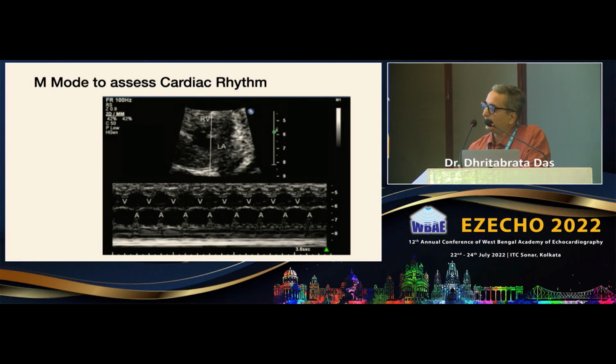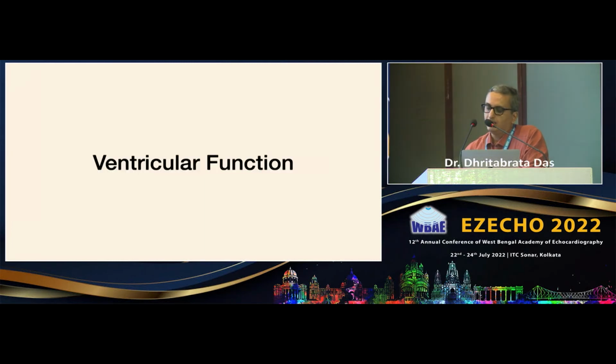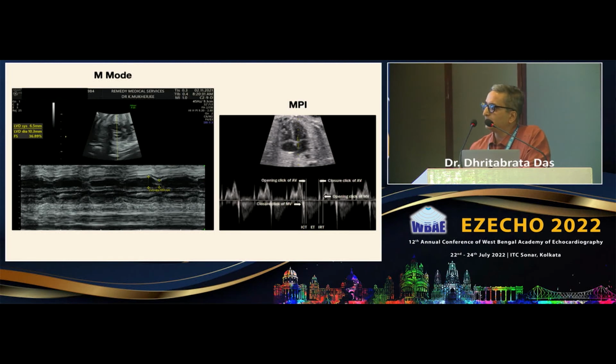Similarly, you can use the M mode also to determine the rhythm. If we put the M mode cursor through the ventricle and the atrium, you can pick up the atrial contraction as well as the ventricular contraction, and you can say that this is likely a sinus rhythm because all the A waves are followed by V waves. Again, for ventricular function, you can use either the M mode, like we do in the adult or pediatric patient, or you can use the Doppler to get the myocardial performance index. I'm not going into the detail again.